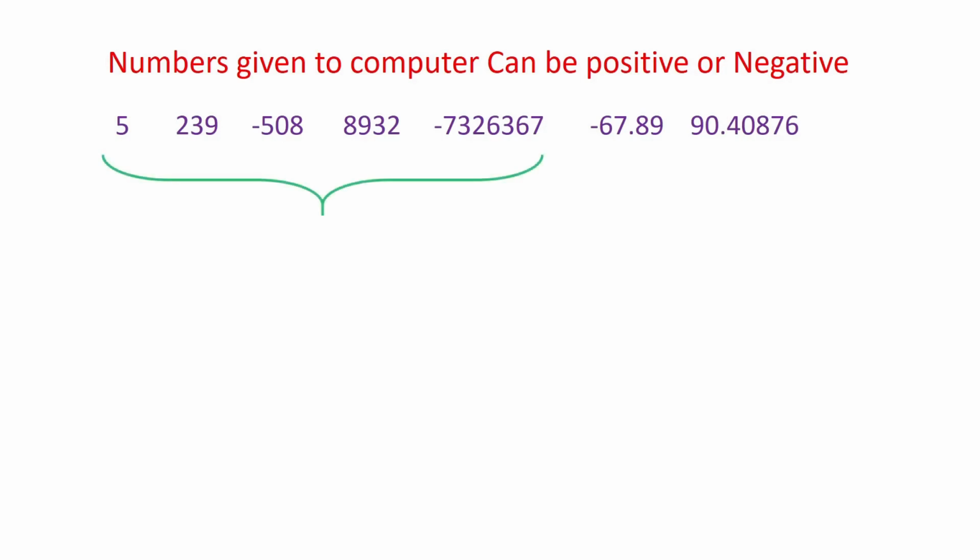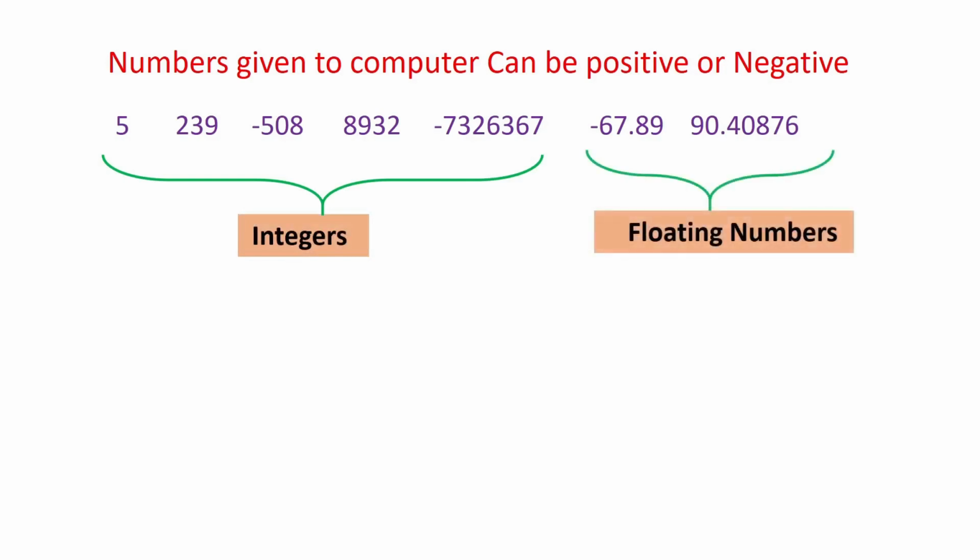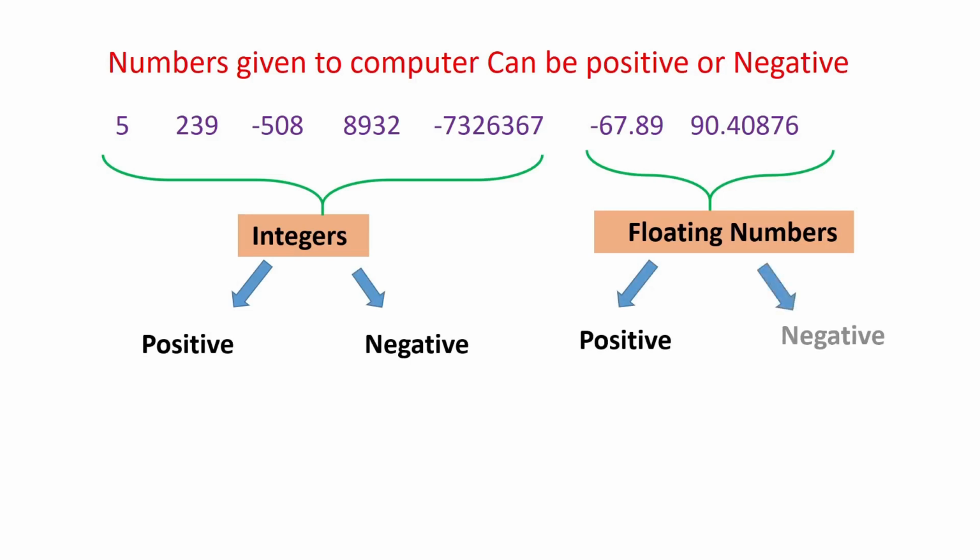Now out of these given numbers which you are seeing here, some can be integers and some are floating point numbers. Floating point numbers have two parts. As you can see, minus 67.89 has two parts: minus 67 is the integer part and 0.89 can be called the fractional part. Now the integers and the floating point numbers both can be either positive or negative.